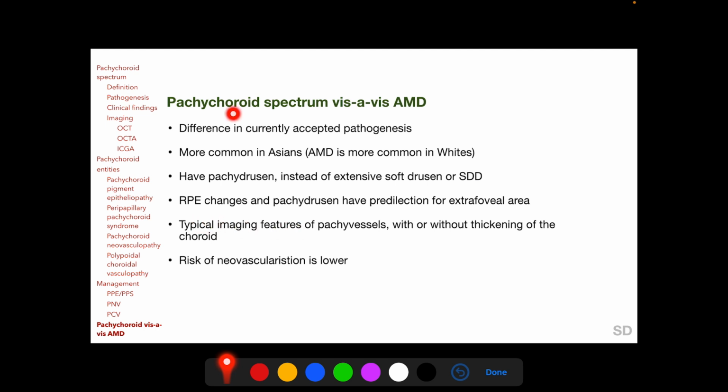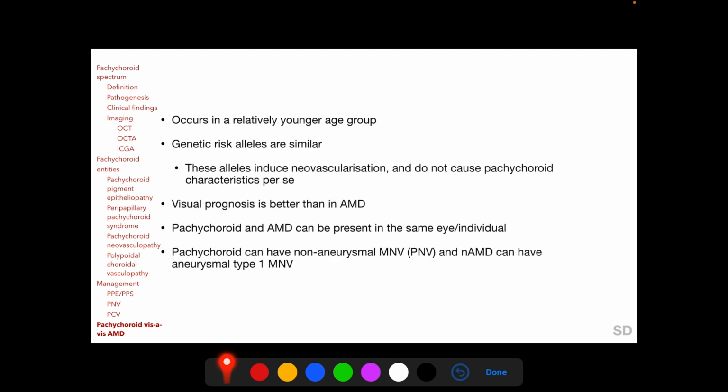Typical imaging features of pachychoroid include pachyvessels with or without thickening of the choroid. In contrast, in AMD, we characteristically get thinning of the choroid. Risk of neovascularization is lower in pachychoroid spectrum as compared to AMD. Pachychoroid occurs in a relatively younger age group as compared to AMD, and the genetic alleles in patients with neovascularization in both pachychoroid spectrum and in AMD have been found to be similar, and it is said that these alleles induce neovascularization but do not cause pachychoroid characteristics per se. Visual prognosis in pachychoroid is better than that in AMD.